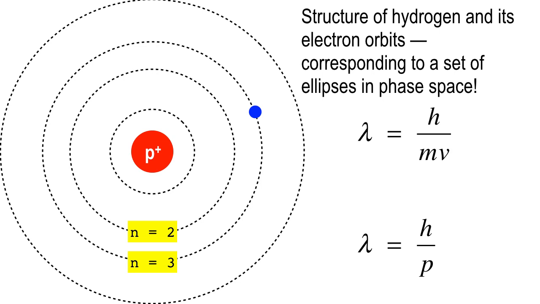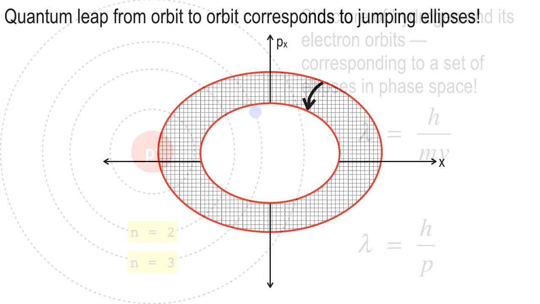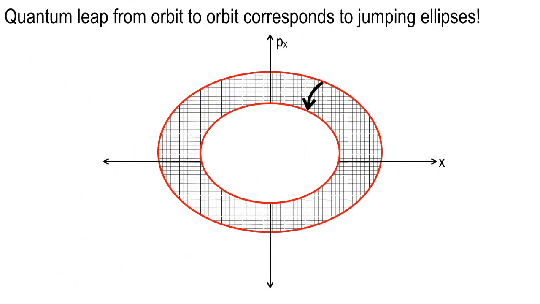There's the de Broglie relation, lambda equals h over mv, and we talked about the different energy levels. You can think of every energy level as being a different string on a guitar. They have different energies, different wavelengths, and different frequencies. Therefore, you can represent them as ellipses in phase space. And what a quantum leap is, is the system leaping between two different ellipses.